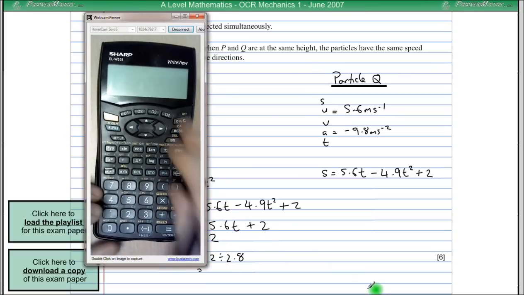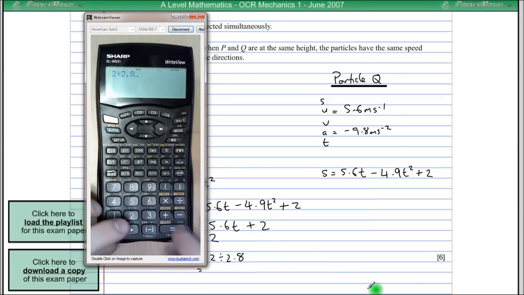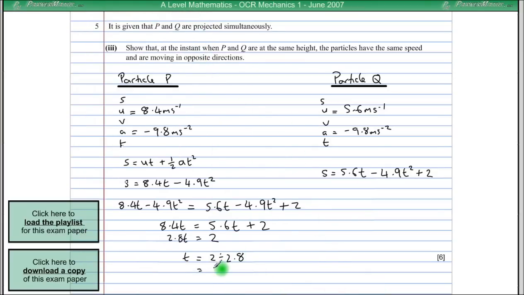If we put that into our calculator, 2 divided by 2.8 is 0.714. Okay, so we now have a value for the time when these two particles are at the same height. Let me just split the page up so that we can finish up over here. So now that we know the time, we can substitute this back in for either particle and find out what the value is. So we'll start off with particle P here.